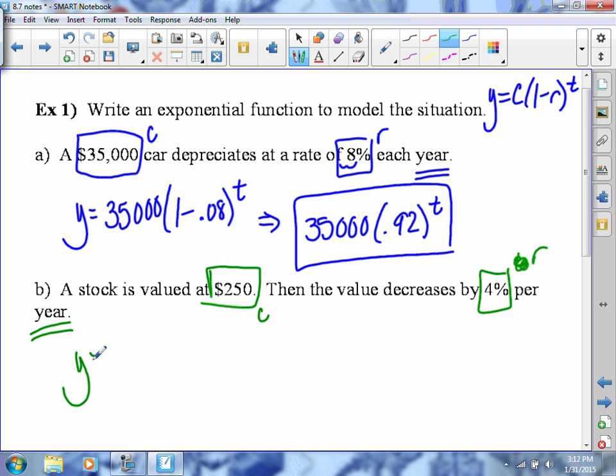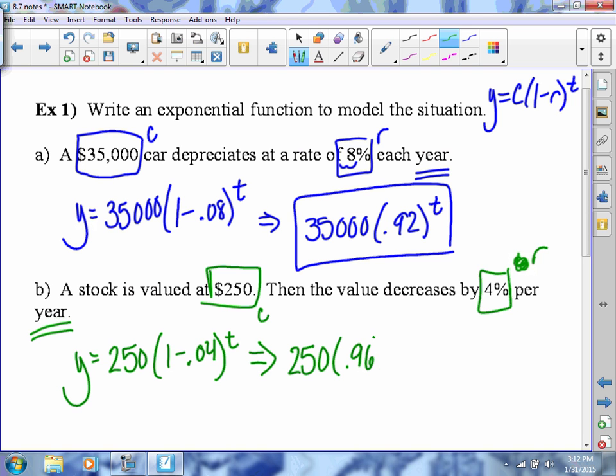So we'll have y equals 250 times 1 minus, now 4% as a decimal is going to be 0.04, to the t for time. Again, we don't know how long you have this stock, so we can't put in a number for t. But we can subtract the 1 and the 0.04.